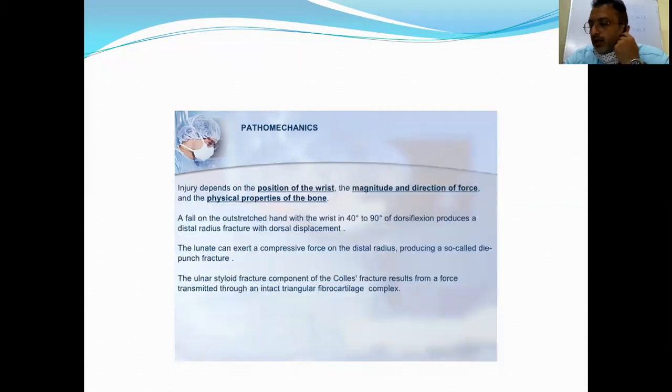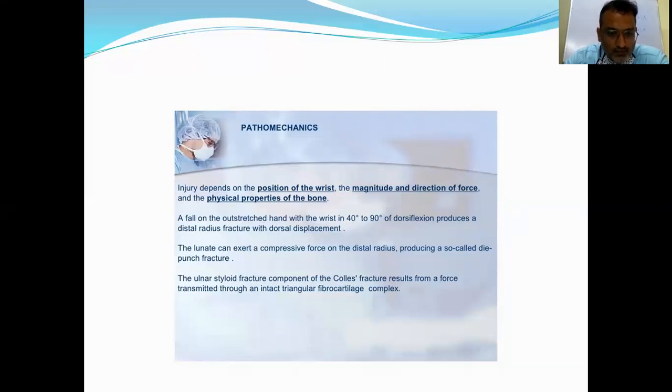So what are the pathomechanics? In distal radius injuries, the injury depends upon the position of the wrist at the time of impact, the magnitude and direction of the force, and how strong the bone is, the physical properties of the bone. A fall on an outstretched hand with the wrist in 40 to 90 degrees of dorsiflexion produces a distal radius fracture with dorsal displacement. So a dorsiflexion injury produces a distal radius fracture with dorsal displacement.